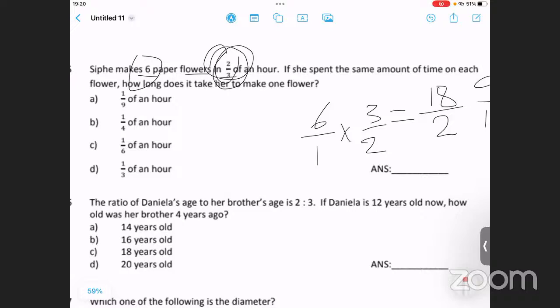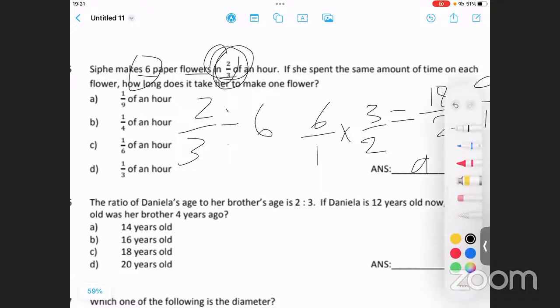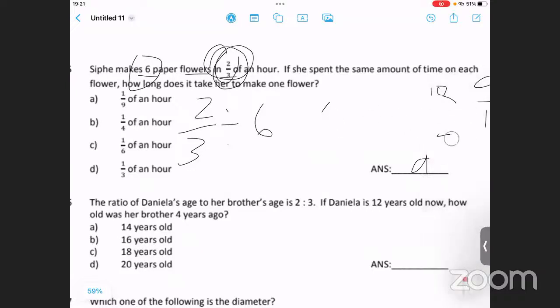2/3 of an hour. So you just want to know basically what is 2 out of 3 divided by 6. And then you said it's 1/9, which is A. Do you understand that, or do you have any question? I understand that, ma'am. Okay.